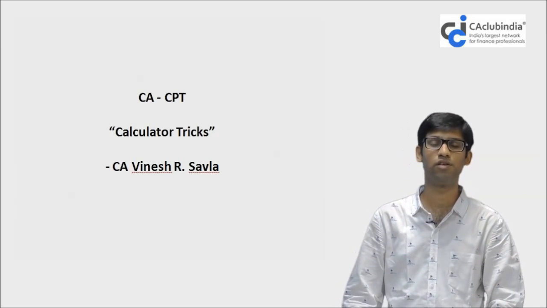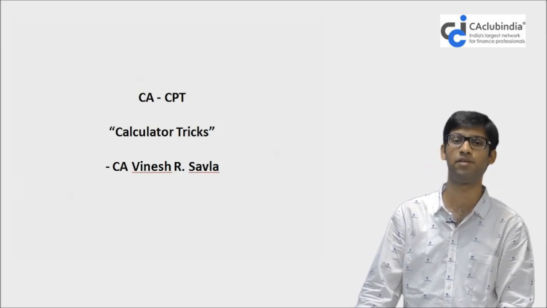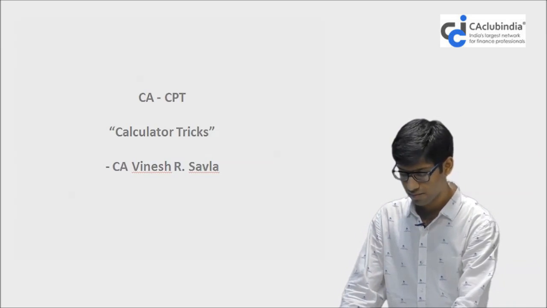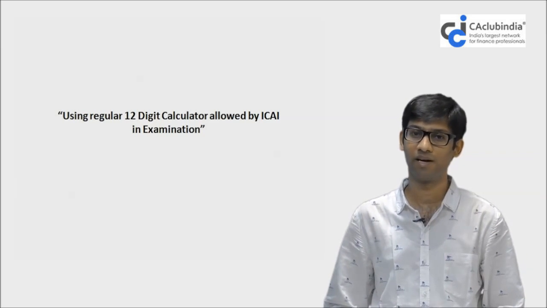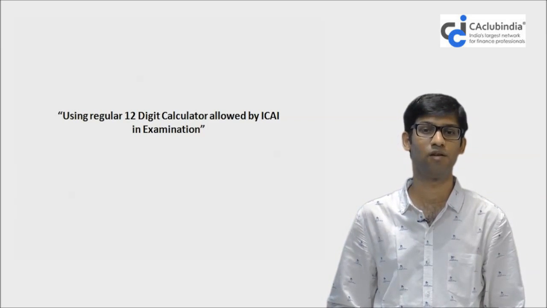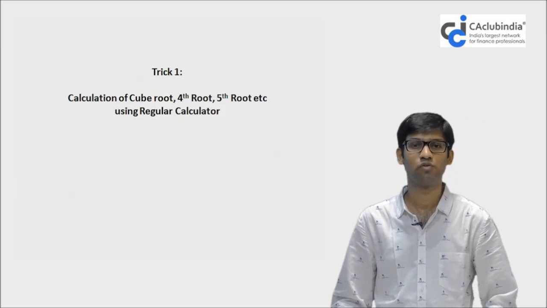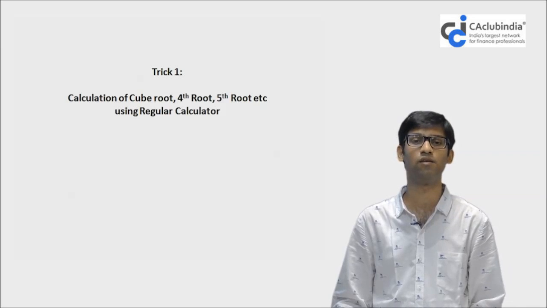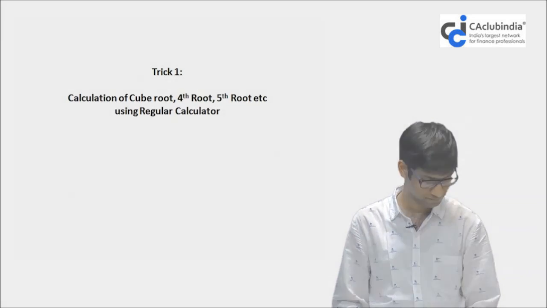Today I am here to discuss a few tricks which you can do with your calculator in the CPT examination. It will help you to solve questions in a faster manner. We will be using the regular 12-digit calculator allowed by ICAI, which is allowed in the examination. Trick number 1 is to calculate cube root, fourth root, fifth root, etc. directly on the calculator without using the log table. Let us see how to do that.